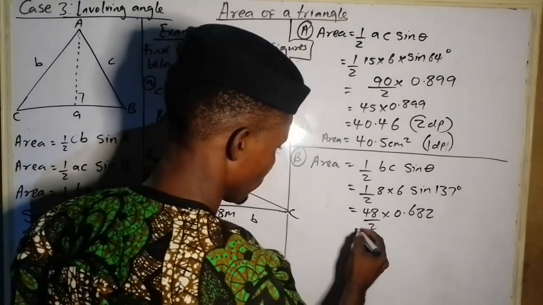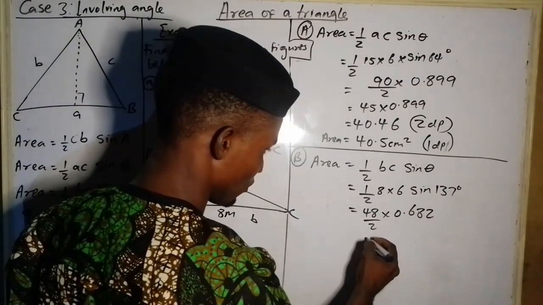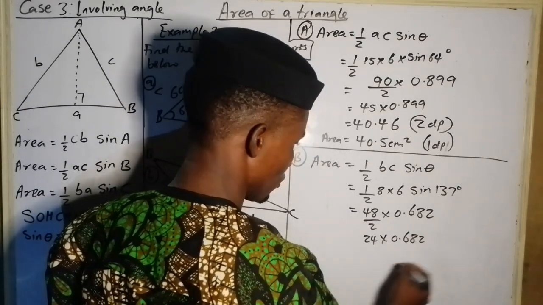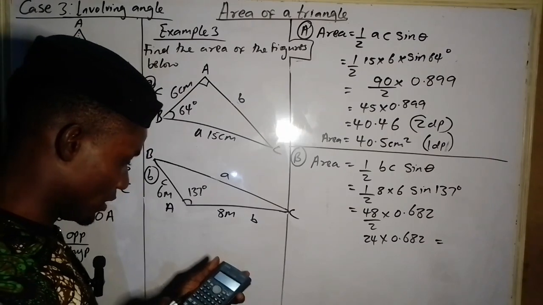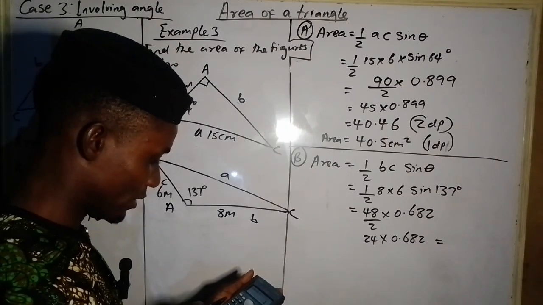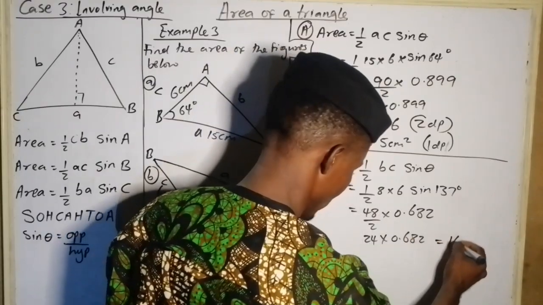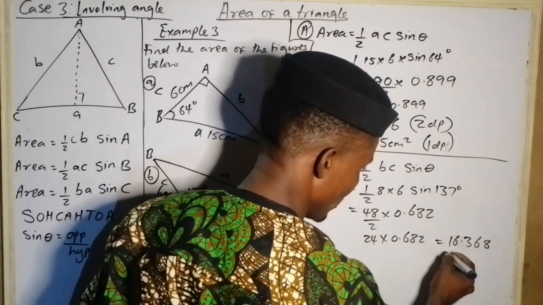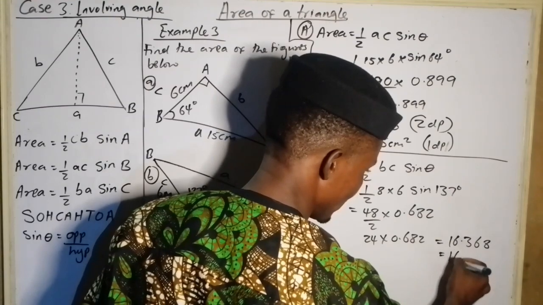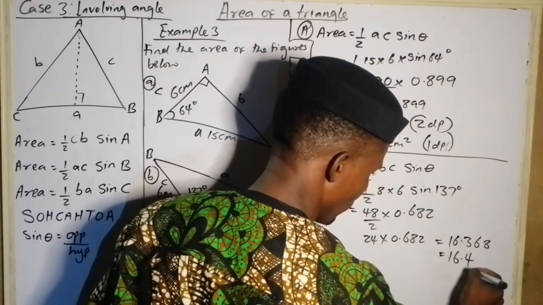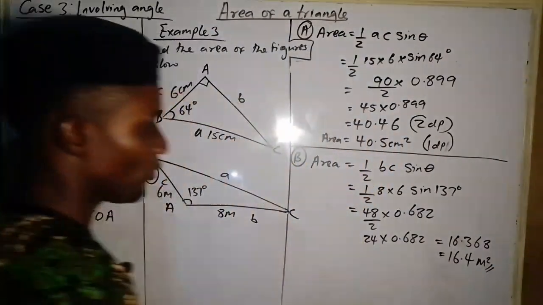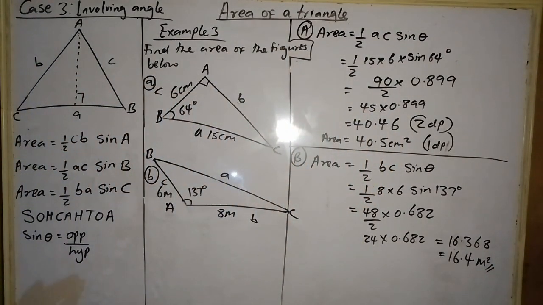0.682. So let's divide this. 48 divided by 2 is going to give us 24 times 0.682. This is going to give us 16.368. This is three decimal places, so we can write this as 16.4. 16.4 meter square. That is the area of the obtuse angle triangle given to us.